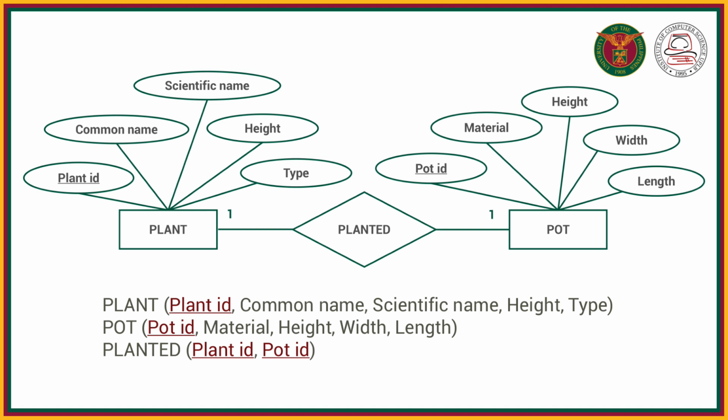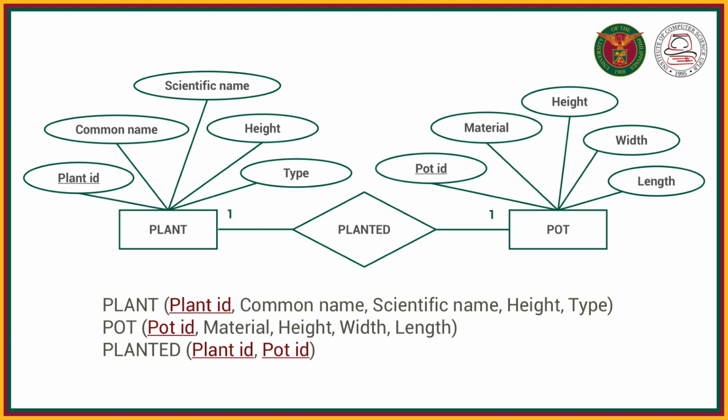So what we do is, magdeclare tayo ng relation for each of the entity. So we have your plant ID, our primary key, common name, scientific name, height, and type. Kinuha lang natin yung attributes niya. And then pot ID, material, height, width, and length. Then after that, we need to represent the relationship.